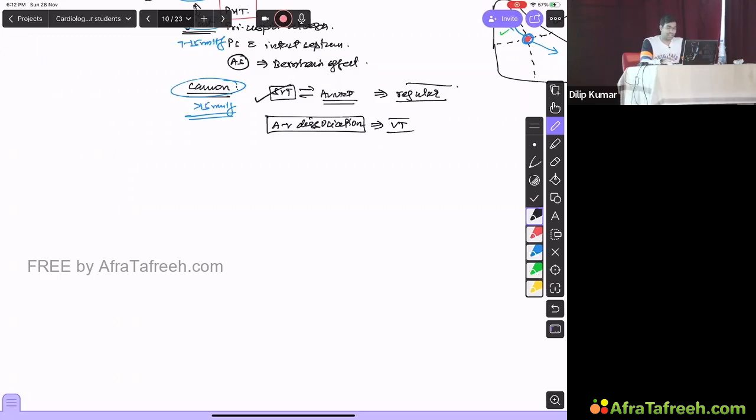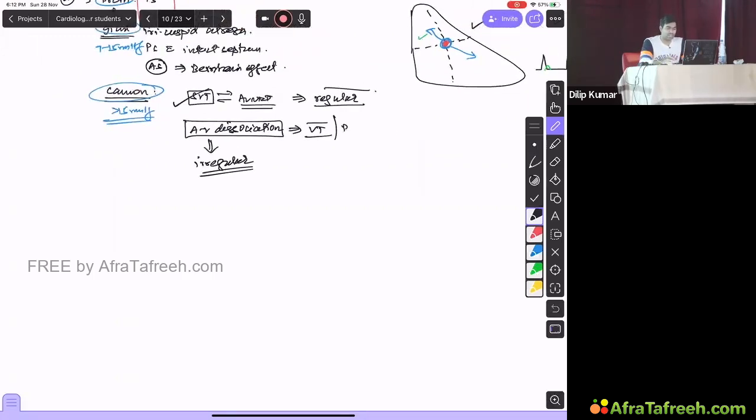In AV dissociation, you will see irregular Canon A waves. I told you already, maybe sometimes one or two P waves might correlate with the QRS complex, and that time you will get Canon A waves. So you will be getting only irregular Canon A waves. You will not get regular Canon A waves.